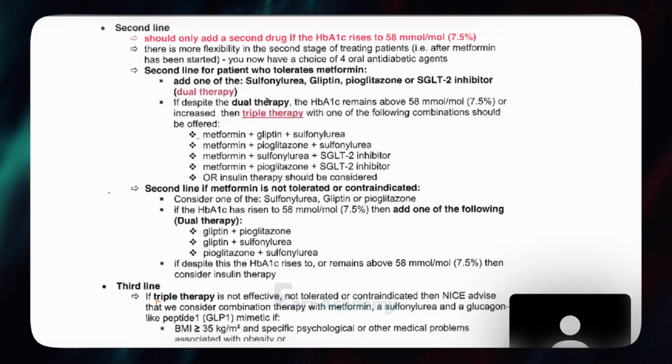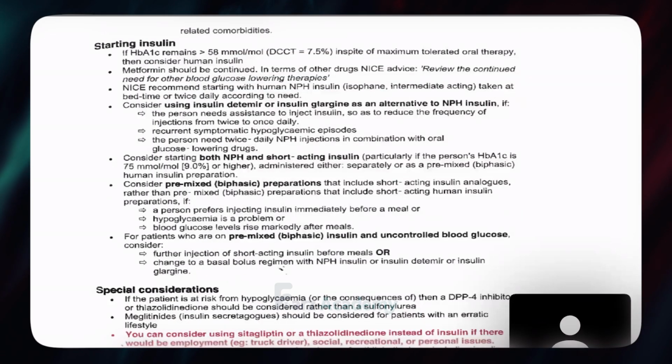But if triple therapy is not effective, then we consider combination therapy with metformin, a sulfonylurea, and a GLP-1, that is a glucagon-like peptide mimetic, especially if the BMI is very high or specific psychological conditions are there. So that is the quadruple therapy. And after this, we will start insulin. So first is body weight and lifestyle changes. After that, metformin. After metformin, we come to dual therapy, triple therapy with the other oral hypoglycemics. And finally, we come to insulin.